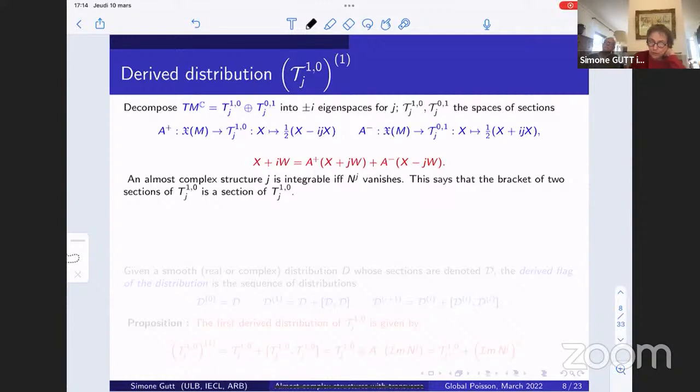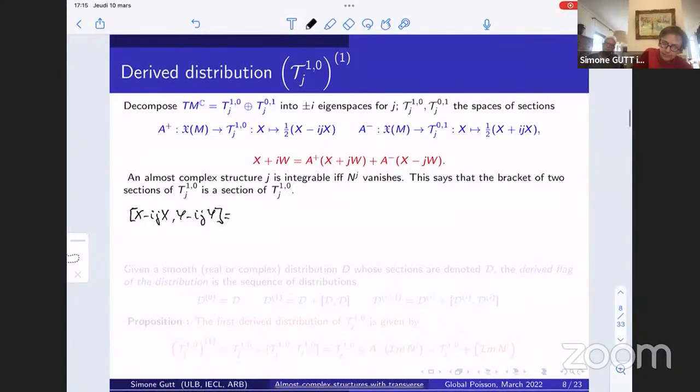And I said that an almost complex structure is integrable if and only if the Nijenhuis tensor vanishes. But this is equivalent to saying that the bracket of two sections of T^{1,0} is again a section of T^{1,0}. And indeed, this is just realizing that if you look at the bracket of two sections of T^{1,0}, from the formula above, it is A plus of something plus A minus of the real part, which is [X,Y] minus [JX,JY], minus J times the imaginary part, which is plus J of [JX,Y] plus J of [X,JY].